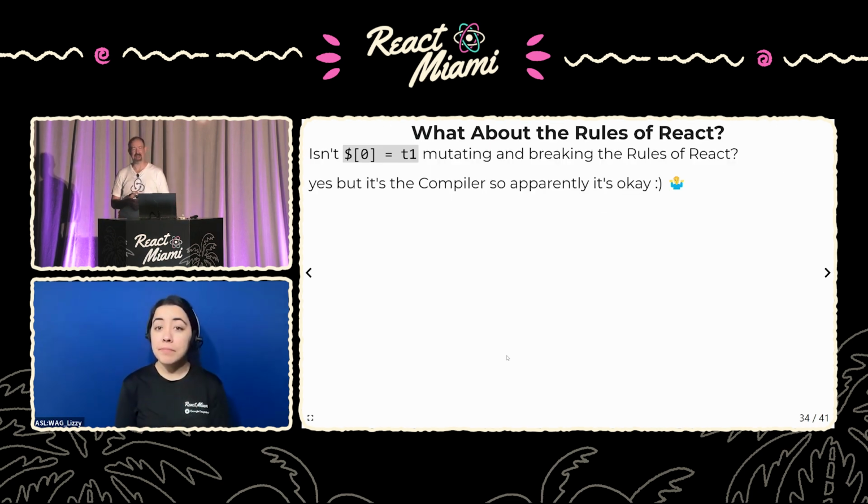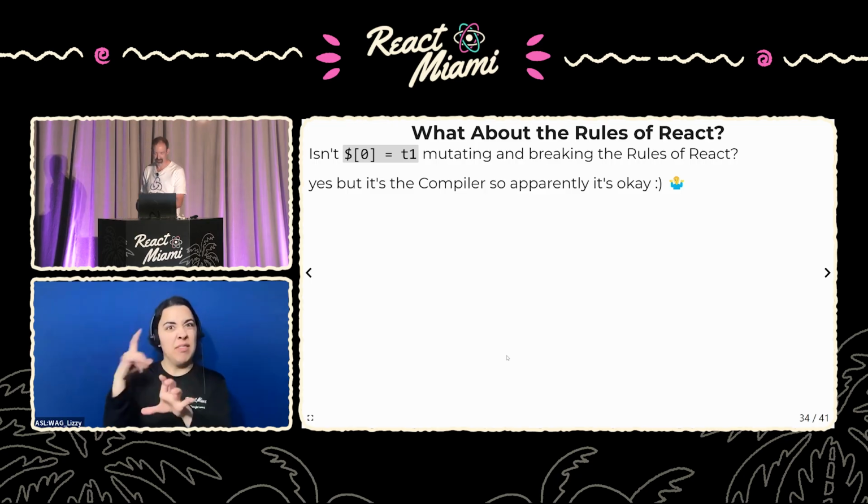What about the rules of React? Didn't we say that it's a bad idea to mutate things, especially when you didn't create them yourself while rendering? Technically speaking, this is probably not a great idea, but the React compiler does it, so it's the React team. Sure, whatever, it's fine.